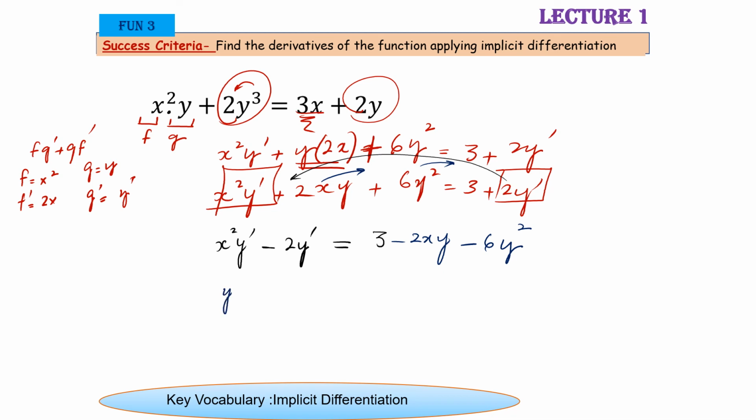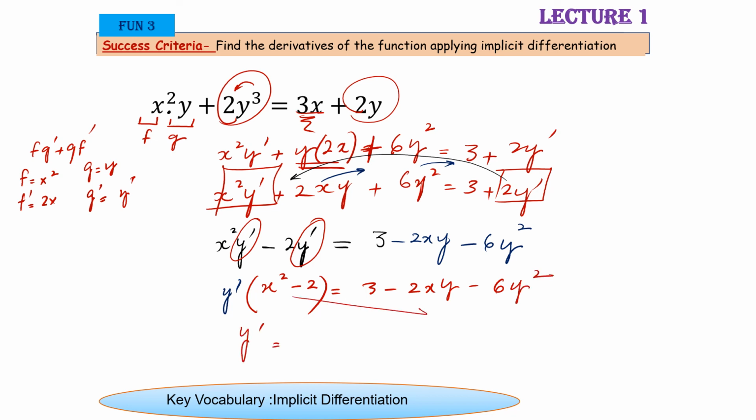Now take the y prime common from here. After taking the y prime common, you will be left with x square minus 2. And on the right hand side, no common factor, so 3 minus 2xy minus 6y square. Now to find the value of y prime, we will divide by x square minus 2 on both sides, and to save time, we will not write the x square minus 2 on both sides, just directly divide it and write the final answer.